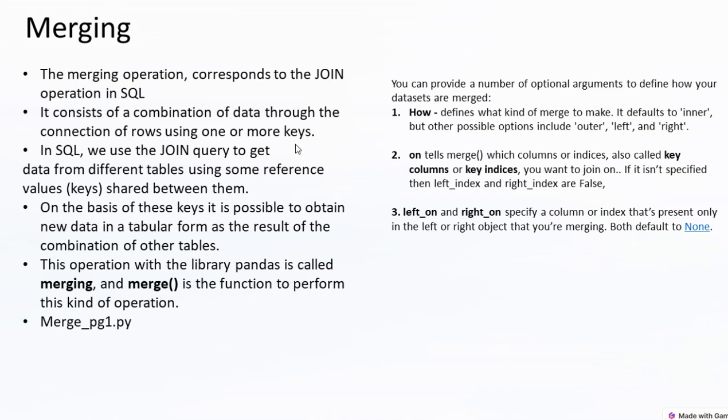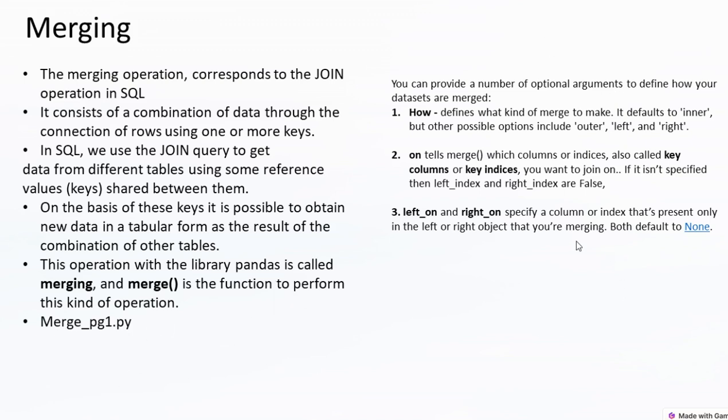So what is merging? The merging operation is very similar to the join operation in SQL. In SQL, normally we call the join query to combine two tables, let's say, using some reference values which we call keys. And we finally obtain new data in a tabulated form, which happened because of the combination of these tables. The same operation is now available in the pandas library, which we call the merging operation, and merge is the function which does this merging operation.